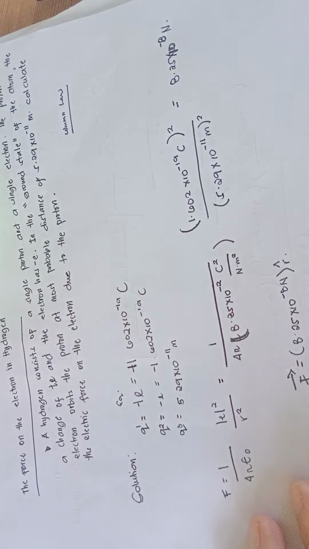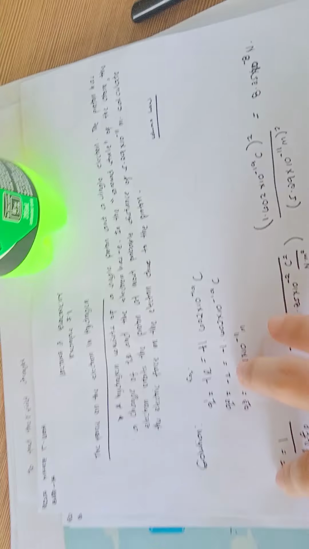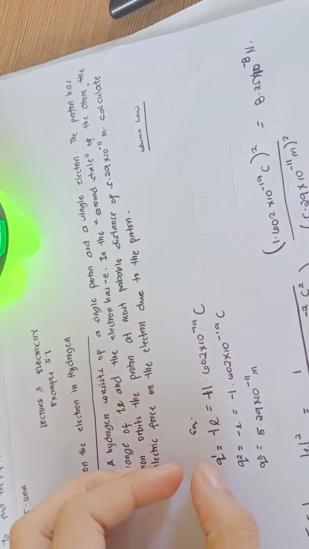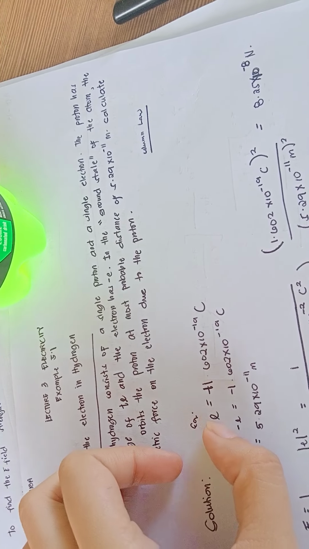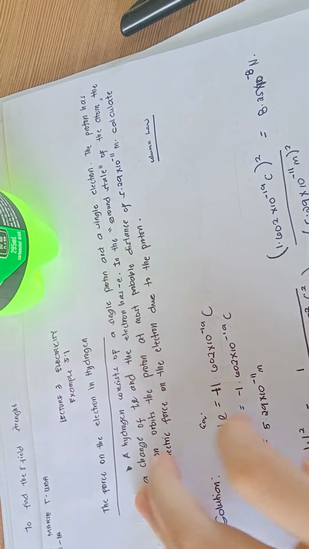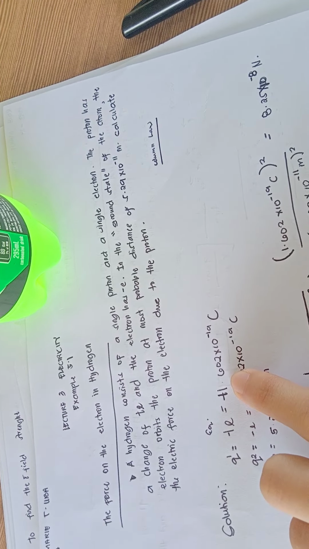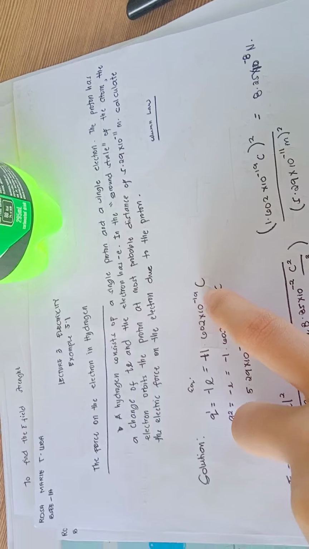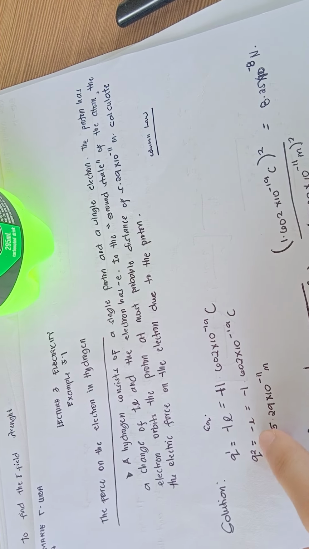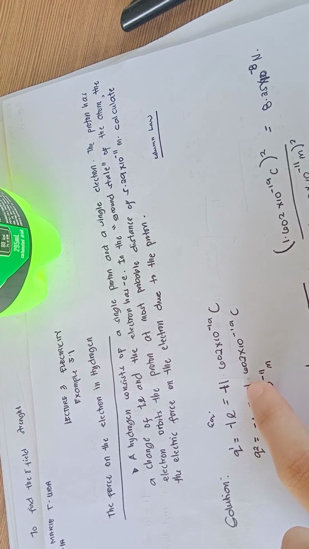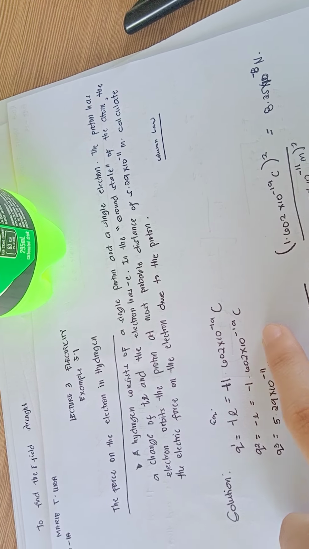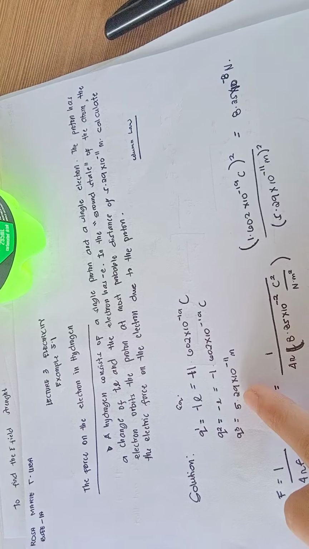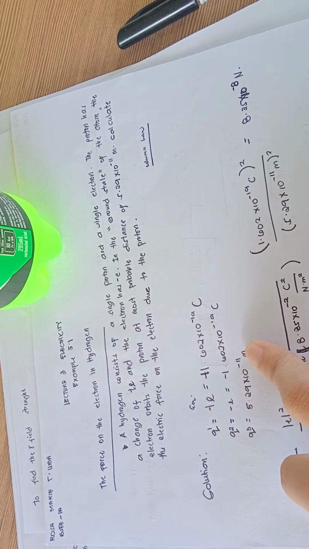So by solving the equation, Q1, which equals positive e, equals positive 1.602 times 10 to the power of negative 19 C. And for Q2, which equals negative e, equals negative 1.602 times 10 to the power of negative 19 C. And for r, which equals 5.29 times 10 to the power of negative 11 m.